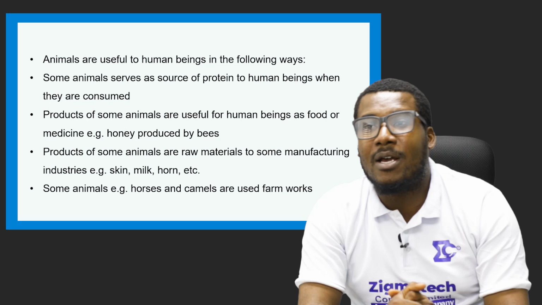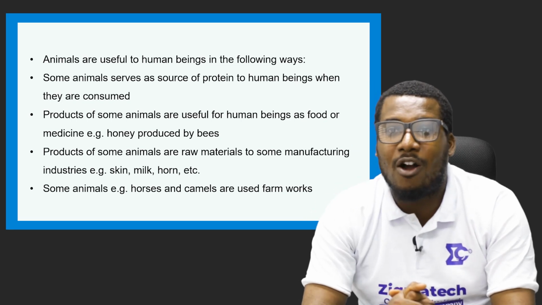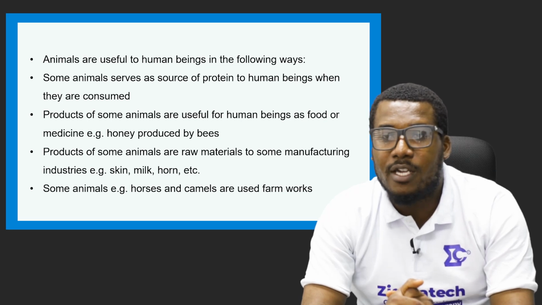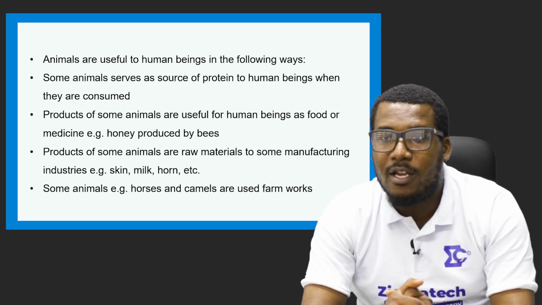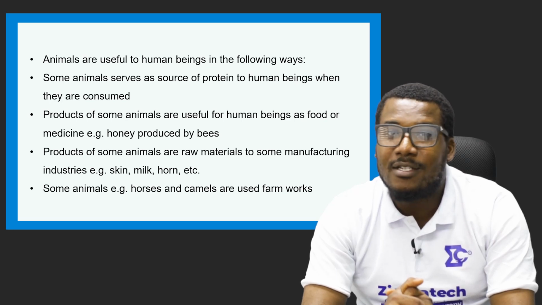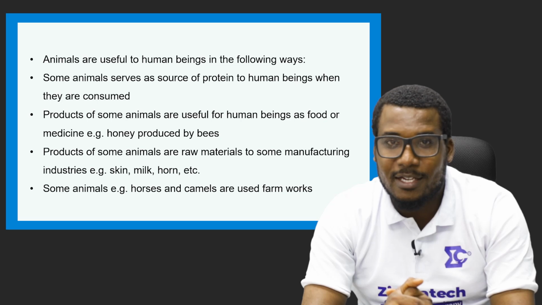Products of some animals are useful for human beings as food or medicine, e.g. honey produced by bees. Honey produced by bees is very, very important. In fact, let me go further to just shock us. Fun fact. Yes, I said that last time, I'm repeating it again.